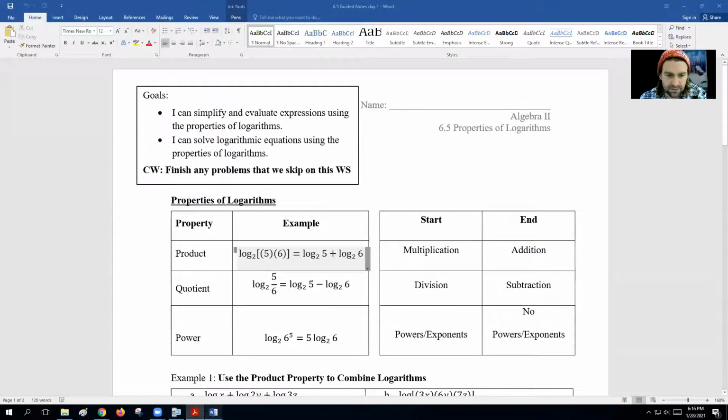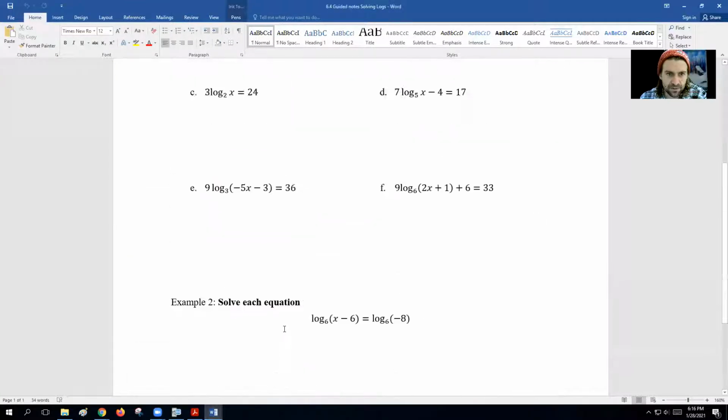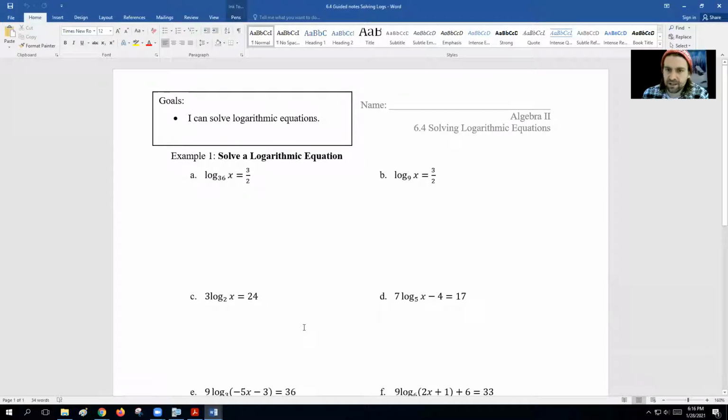Okay, so let's go back to 6.4 and go through these notes. When it comes to solving a logarithm, it's like solving a radical or anything else. We need to isolate the logarithm and then eliminate it. To eliminate the radical or log, the easiest way to do that is to loop and swoop. So we're going to loop and swoop here.